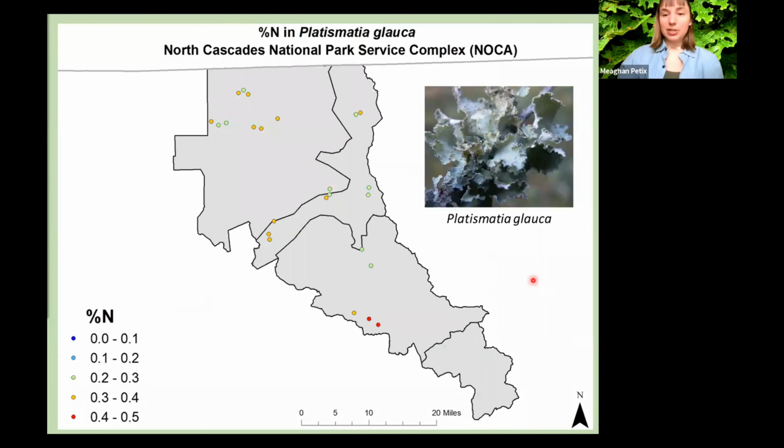So looking at this data spatially, just focusing on one of the collected lichen species, Platismatia glauca, we can see which areas of the park have the highest percent nitrogen values, suggesting higher rates of nitrogen deposition. The color ramp here goes from dark blue to red, going from low to high percent nitrogen values. And we could see this area here in the southwestern region of the park, which is the Cascade Pass area, has some of the highest percent nitrogen values for Platismatia glauca, upwards to 0.5% nitrogen, which is just slightly below the provisional threshold for this species.